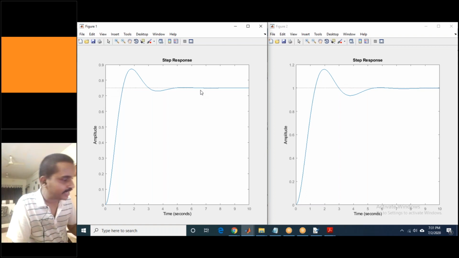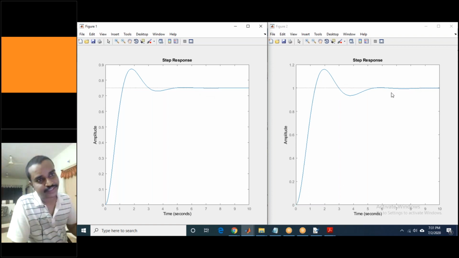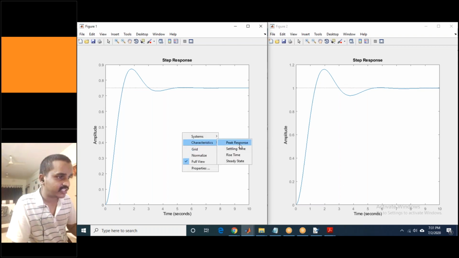The step input is my reference input. I want to set it to 1, but it is not set. That's what we have learned from the proportional controller. When I use the integral controller, you can see that over time it has settled at exactly 1. So the steady state error is almost 0. I will show you the characteristics as well.